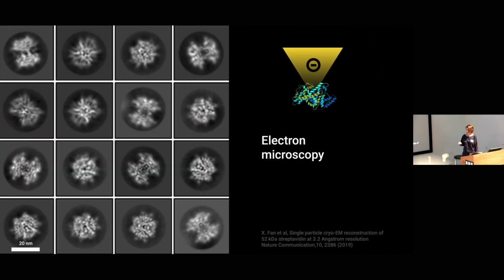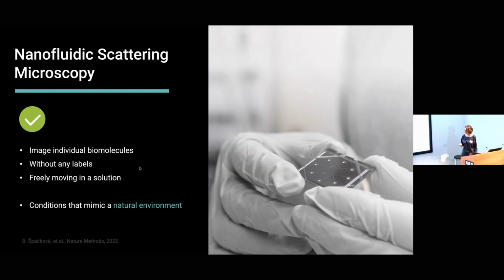So electrons, of course, are much more convenient for imaging. They are much more powerful than light. And before the last presentation, I wanted to say that observing the dynamics is not possible, but that was my ignorance. We saw that, and it was a great talk. But still, the biomolecules need to be fixed. They need to be cooled down to cryogenic temperatures or dehydrated.